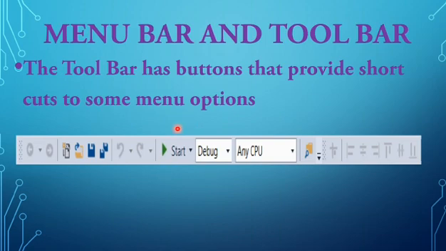Then comes the menu bar and toolbar. The menu bar and toolbar are almost together, but I have shown you these two bars separately. The toolbar is basically a shortcut bar that has buttons providing shortcuts to some menu options. These options can be used through shortcuts like start, undo, redo, back, forward, save, copy, whatever.